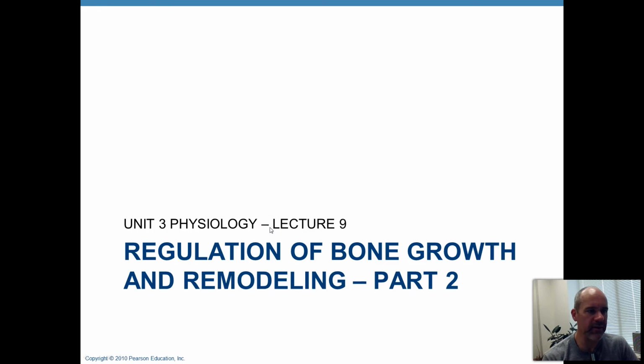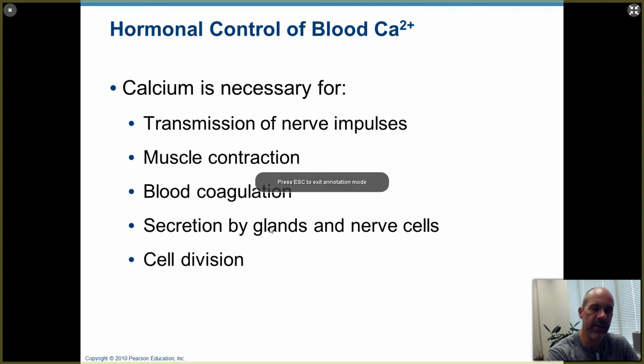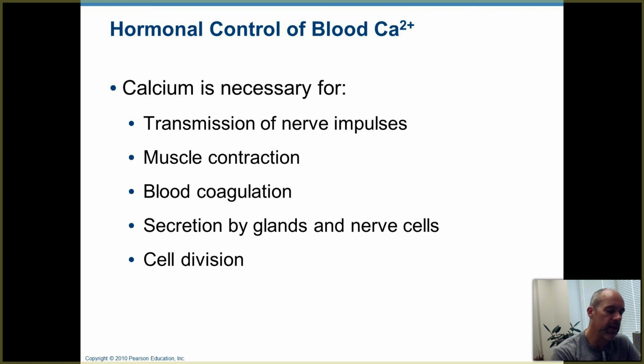All right, welcome back. We're going to continue on with our bone growth and remodeling regulation story. And as I mentioned in the last video lecture, one of the key things that determines how bone growth and remodeling function in the body is the level of calcium ions in your blood and other body fluids as well. So really we're here where I've got blood written.